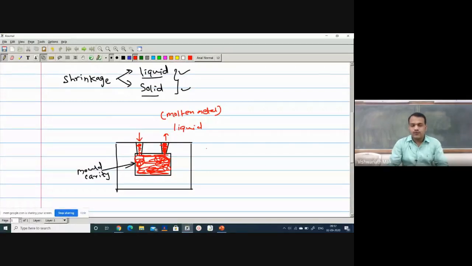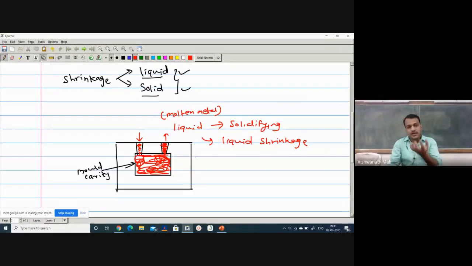So when it is solidifying, the first stage is liquid shrinkage. Means first of all, the liquid will shrink. The volume of the liquid will fall or decrease. Now once the liquid volume is decreasing, we need extra material. So how to get that extra material?